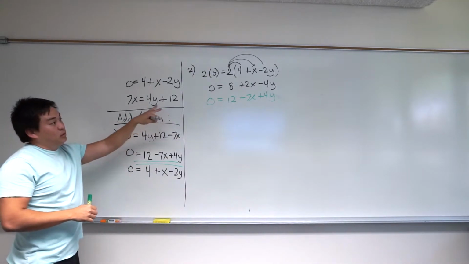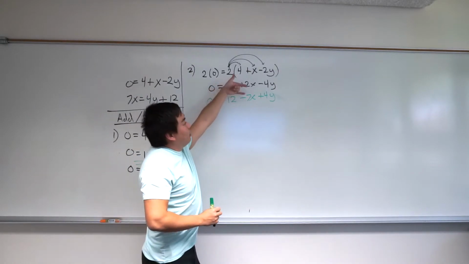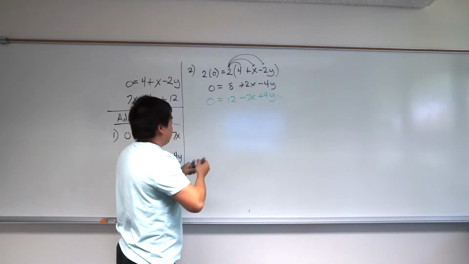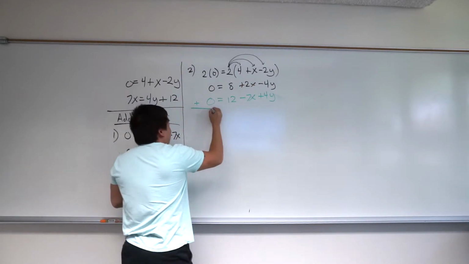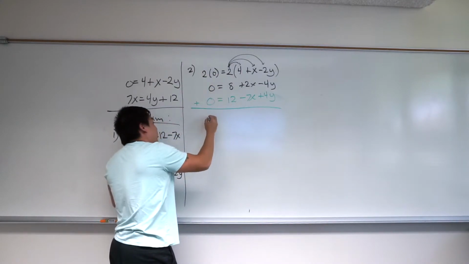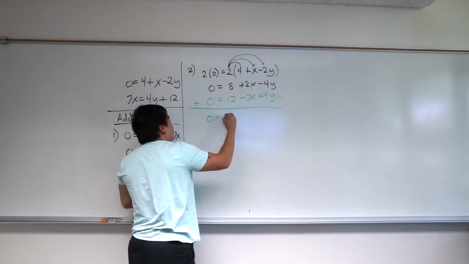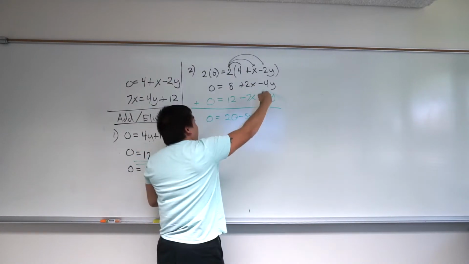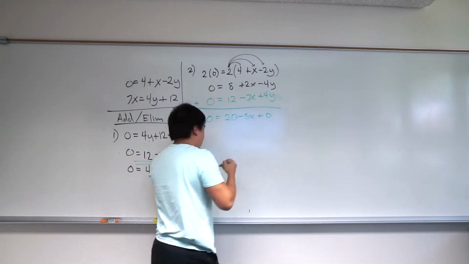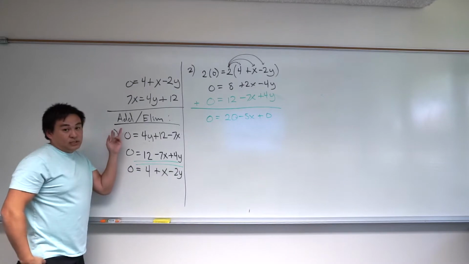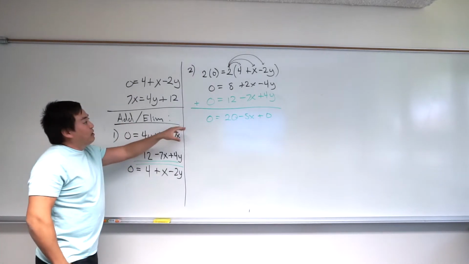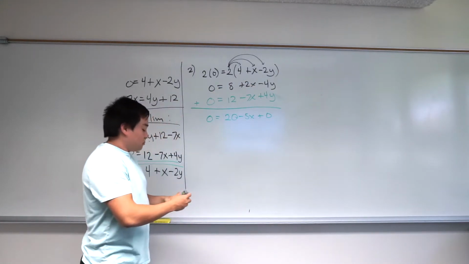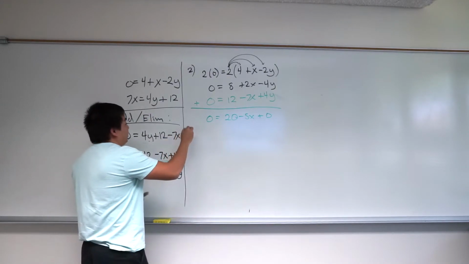So the variable we picked was y. And notice that the numbers in front of the y are the same numbers with opposite signs in front. So what we're going to do with that is we're going to add straight down. So add straight down here, we get 0. We add straight down here, we get 20. Add straight down here, we get minus 5x. And we add straight down here, we get 0. So if you notice, the name of this is called addition or elimination. And the reason for that is because we're adding and then we're eliminating a variable. The next steps are exactly like what we did in substitution.